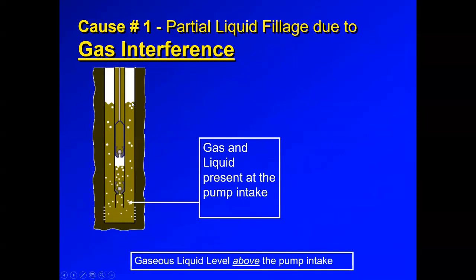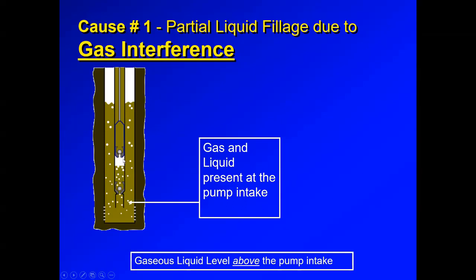Gas interference is usually characteristic when you have a high fluid level. So you do have some pump submergence, especially since the gassier the well, the taller the column is, because you have a very gassy liquid column. But at the pump intake, you have free gas. And when the standing valve opens, there is liquid and gas entering the pump.